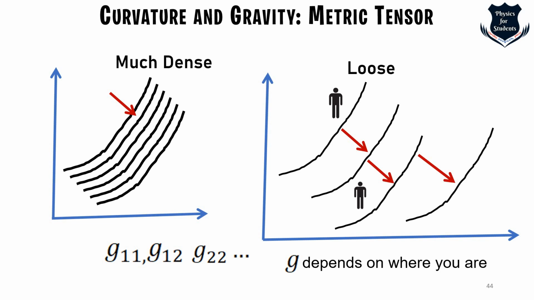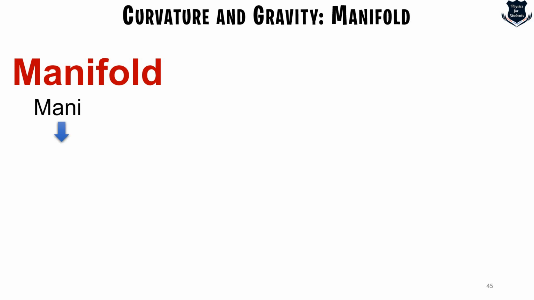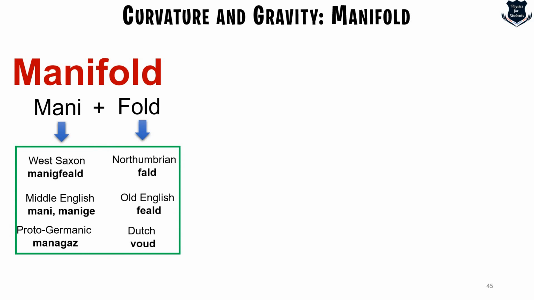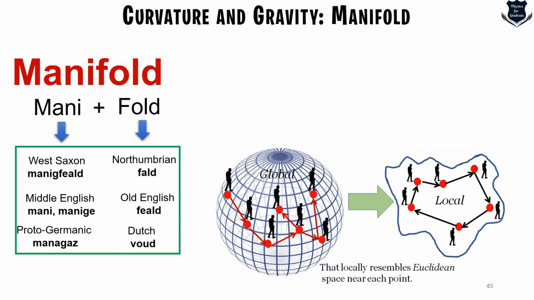Now, apart from curvature and gravity, the most important thing is that this metric tensor and everything is taking place on a surface, right? So what is this surface about? This is what is called a manifold. It comprises two words, mani plus fold, and these have origins in Northumbrian, West Saxon, etc., which I'm not going into. The basic idea we have to understand is that when we are walking, talking, or doing whatever on a global surface, if we magnify that global surface, it should locally look Euclidean.